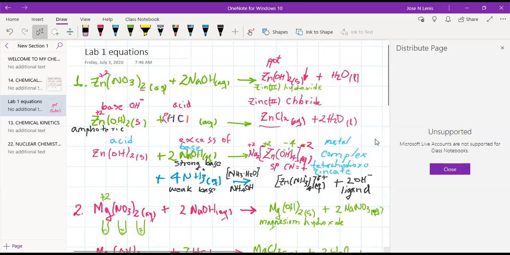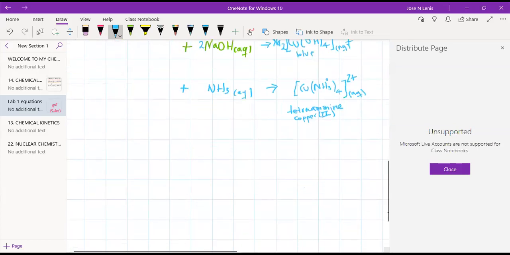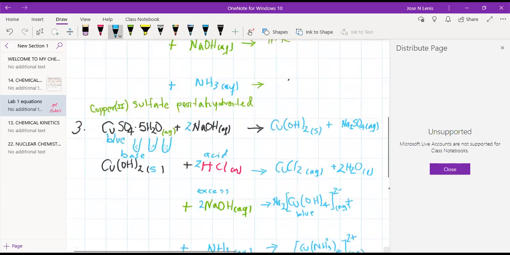So those are the equations I was mentioning during the lab. They are not in the handout. All other reactions are there. All other reactions, you'll find them there in the handout, in the lab manual, except this. These reactions weren't there.